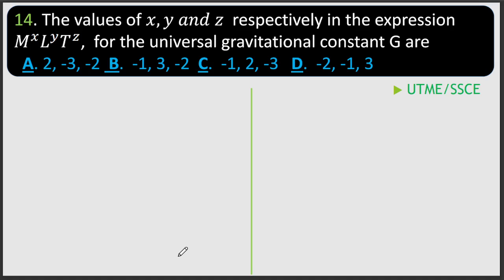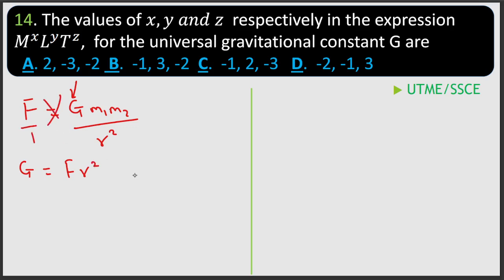Okay, question number 14. The values of x, y, and z, respectively, in the expression for the universal gravitational constant G. So you remember Newton's law of universal gravitation: F is equal to capital G m1 m2 over r squared, right? So if we make G the subject, like we are doing cross multiplication, we have that G is equal to F r squared over m1 m2.